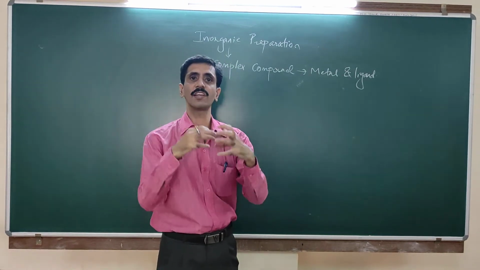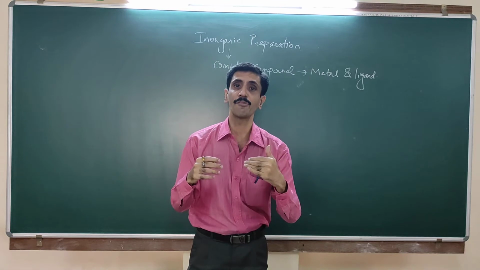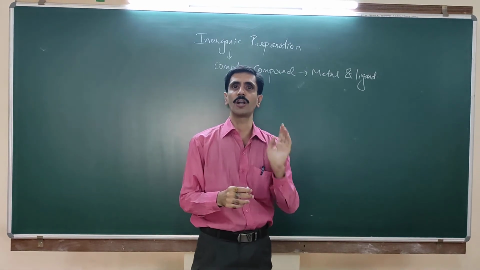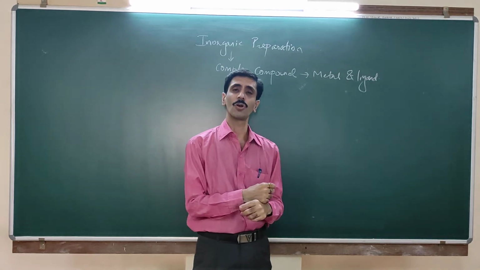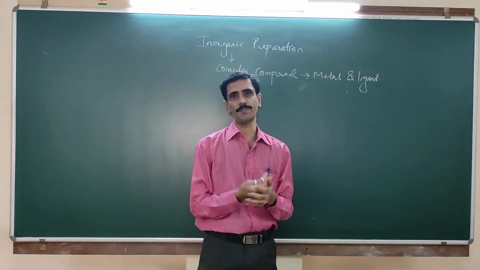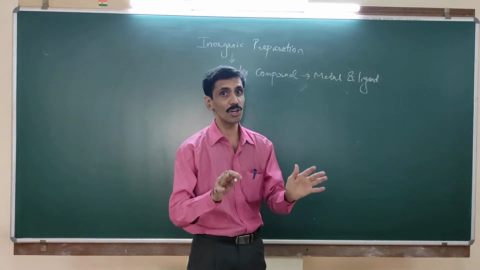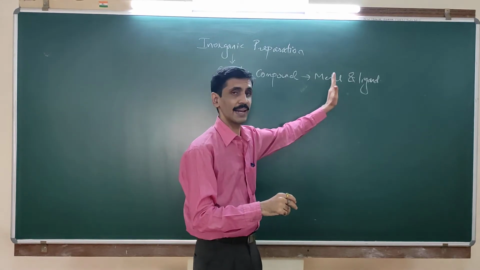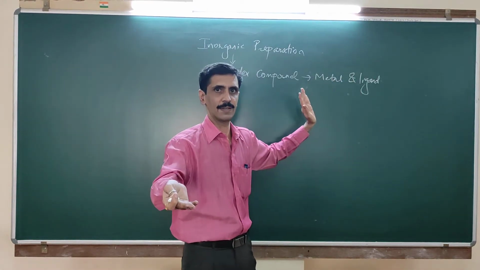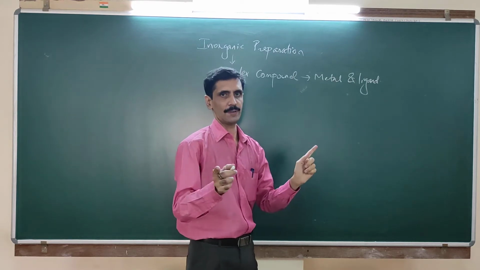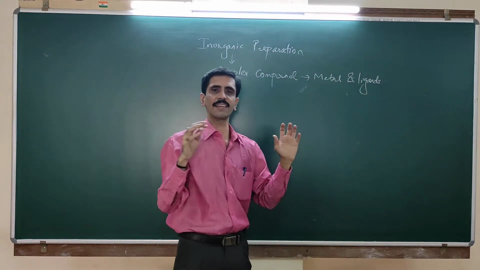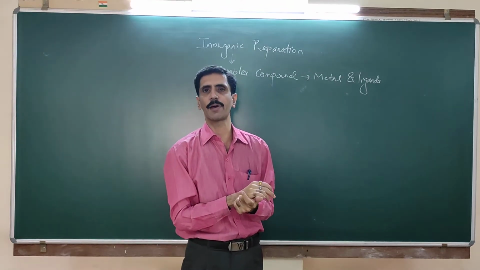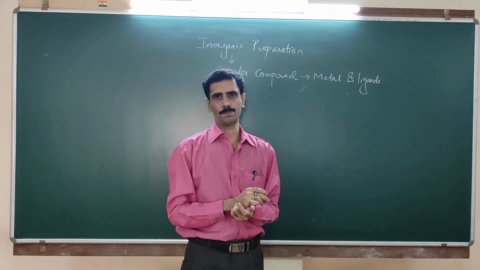So the combination of these two results in the formation of a coordinate covalent bond, and the compounds are therefore called coordination compounds, or complex compounds. The ratio between the metal and the ligand is 1:many. Alright? It's not 1:1. So we are using ligands over here. The ligands combining with metal result in the formation of a complex compound.